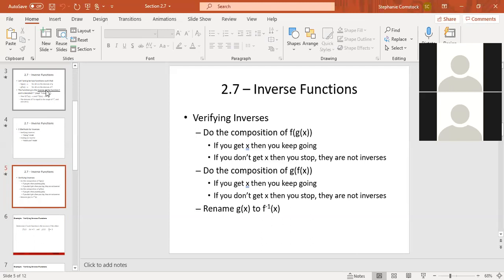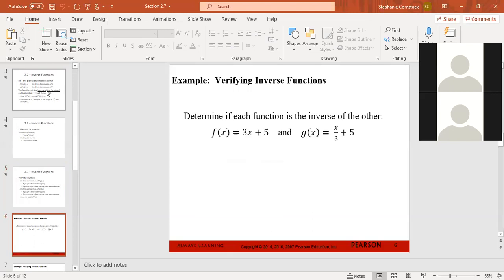If, though, you get through the composition of both and it works out the way that it's supposed to, then one of them will get renamed. Traditionally, f is our main function, so we rename in terms of f. So f inverse would become the name of g of x. So let's take a look at one of these. I'm going to get this down on our board, and we're going to send these guys on a date.